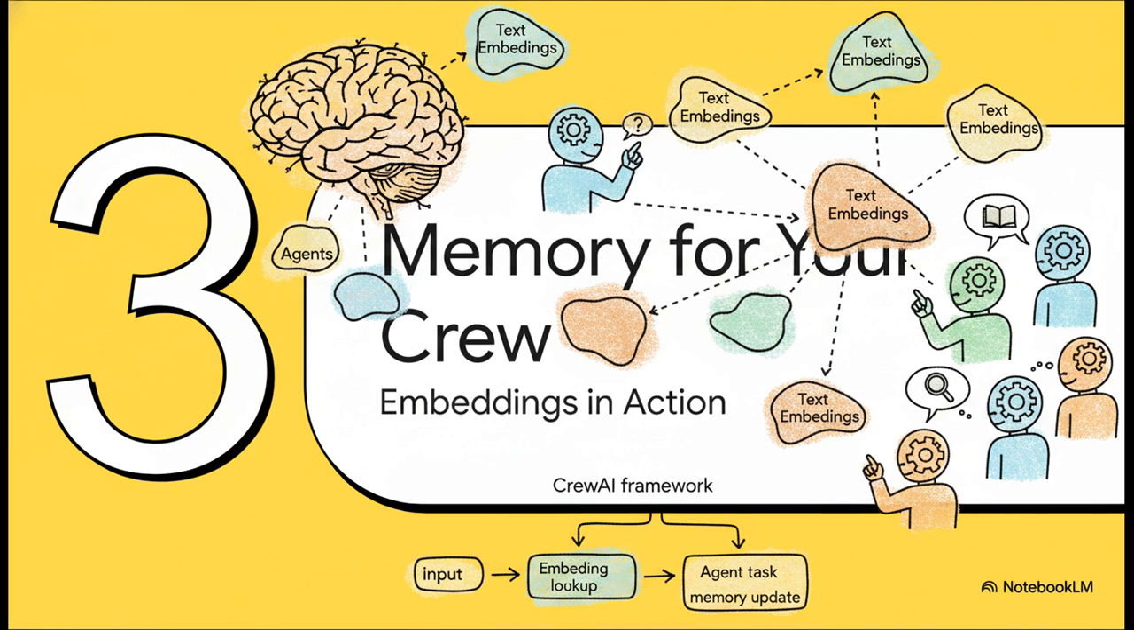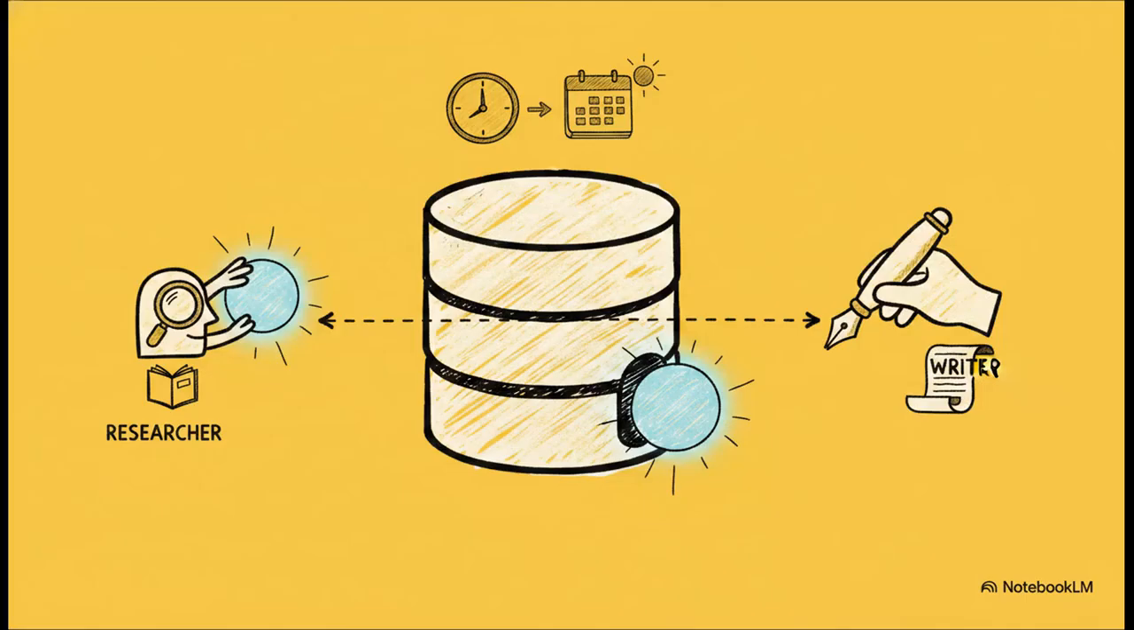Okay, that's the theory. But how does this whole language map thing actually help a crew of AI agents in the real world, inside CrewAI? Let's take a look. The absolute game changer here is continuity. Think about it. A researcher agent digs up some crucial facts. It can then save those findings, as embeddings, into a shared memory, maybe a database. Later on, even in a totally new session, a writer agent can tap into that memory and ask, hey, what's the most relevant research we have on this topic? It's not just about remembering the last thing someone said. It's about building a persistent, shared brain for the entire crew.